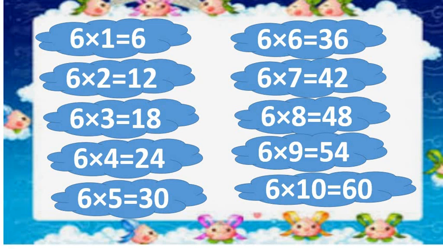If not yet, then complete it. 6 ones are 6. 6 twos are 12. 6 threes are 18. 6 fours are 24. 6 fives are 30. 6 sixes are 36. 6 sevens are 42. 6 eights are 48. 6 nines are 54. 6 tens are 60.